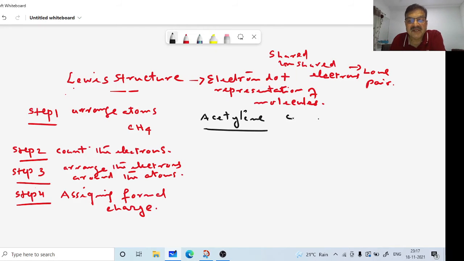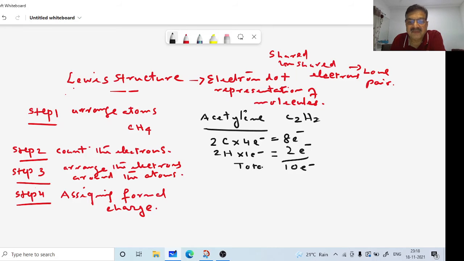Acetylene, the formula is C2H2. Okay. So again counting the electrons, 2 carbon, 2 carbon into 4 electrons each, it will be 8 electrons. Okay. Then hydrogen, 2 hydrogen into 1 electron each, it will be 2 electrons. Therefore, total 10 electrons. All the 10 electrons are to be utilized here.